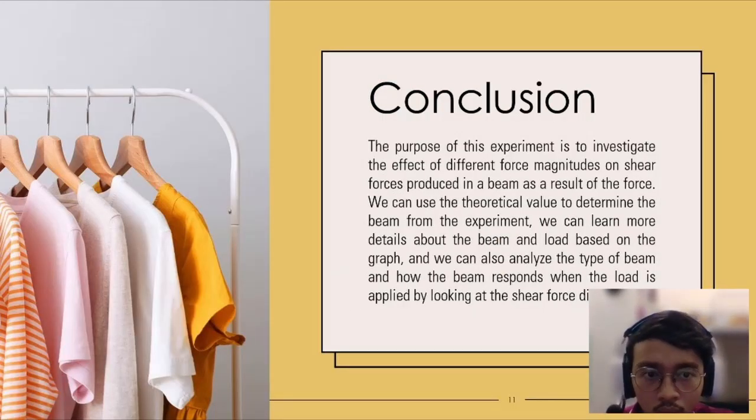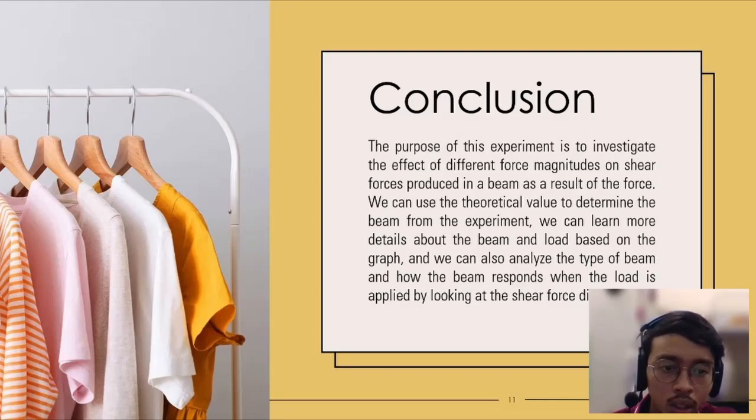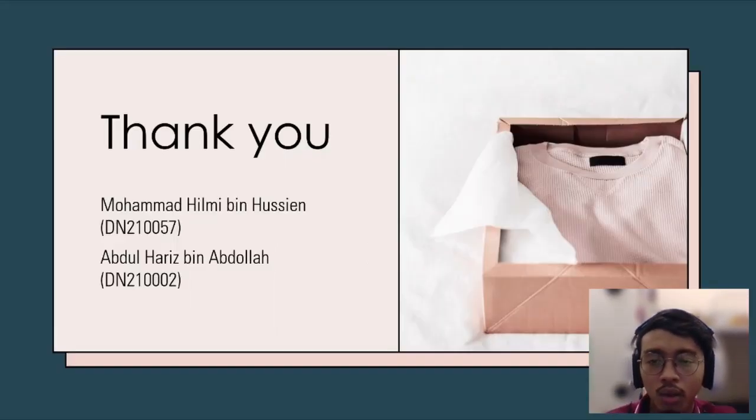Next is the conclusion. The purpose of this experiment is to investigate the effect of different force magnitudes on the shear force produced in a beam as a result of the force. We can use the theoretical value to determine the beam from the experiment. We can learn more details about the beam and load based on the graph, and we can also analyze the type of beam and how the beam responds when the load is applied by looking at the shear force diagram. That's all for me. Thank you.